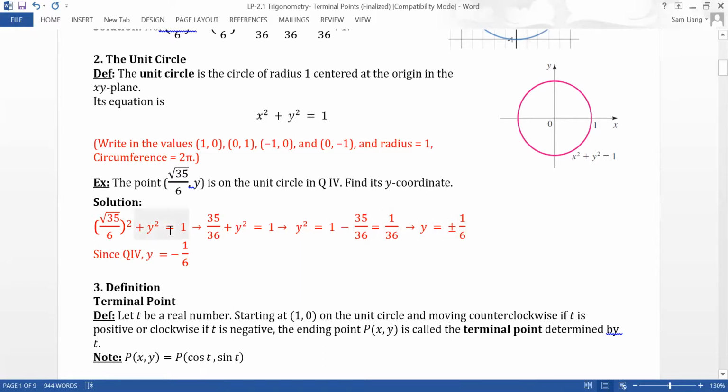Now we have to choose which one is correct. We're going to determine that it's negative, because it's in quadrant 4. If you look at my cursor here, quadrant 4 is here, so the y coordinate is negative. Therefore it has to be negative 1/6 and not positive 1/6. If you need to copy this solution, please pause the video here. Otherwise, I'll move on to the definition of terminal point.